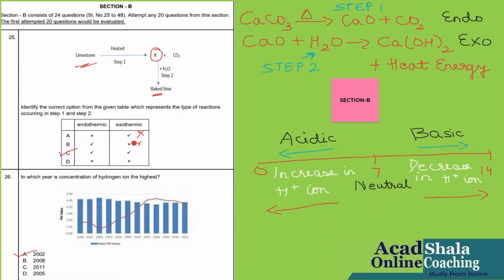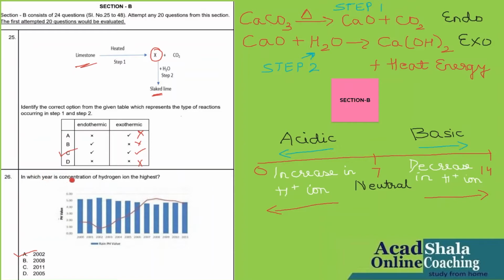So see the tick mark and the cross. Option C says step 1 is endothermic and step 2 is exothermic. This is coming out to be correct, but I will also see the last option. Option D says endothermic and endothermic. No, it is not exothermic in step 2. So this option is also wrong. So the most appropriate option is C, that is endothermic in step 1 and exothermic in step 2. Finished. Okay, the next question.